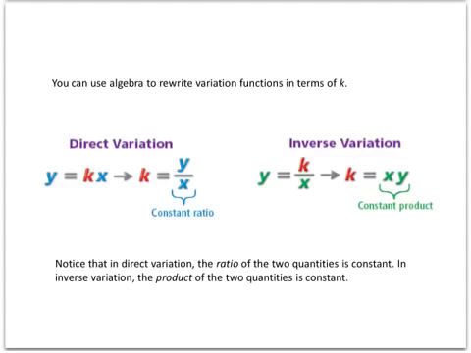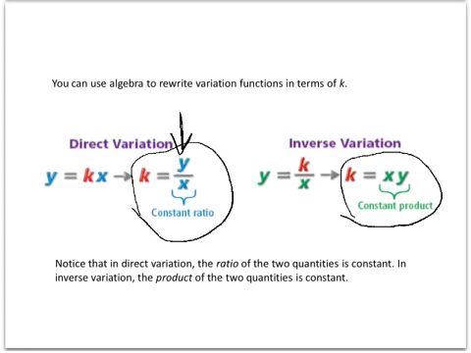All right, you can use algebra to rewrite variation functions in terms of K. So our direct variation function K is y over x. This would be your constant ratio. For the inverse variation, K is x times y, and this is your constant product. Notice, ratio is the fraction, product is when they're multiplied.